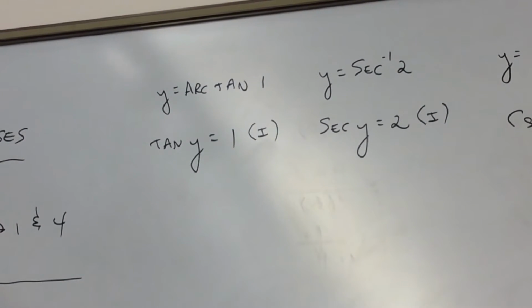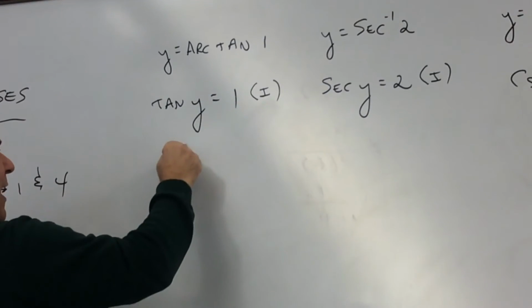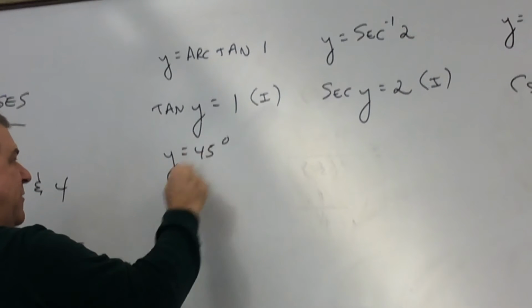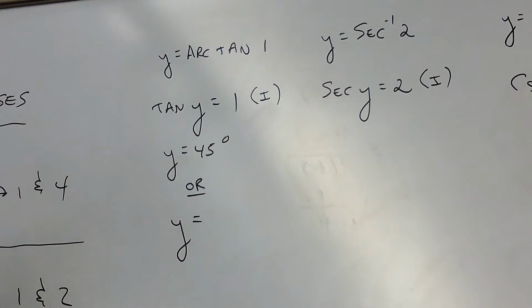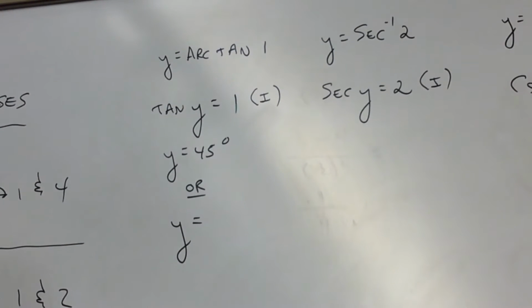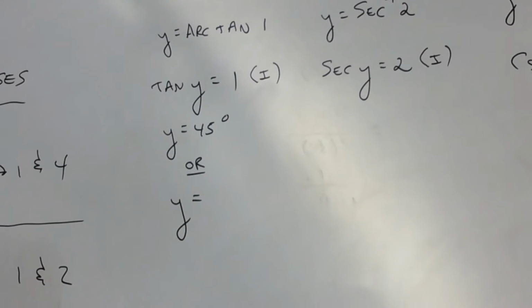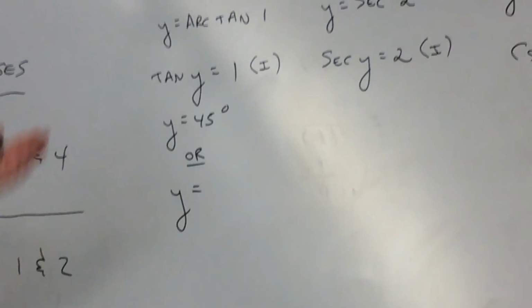Max? 45 degrees. So you would say y equals 45 degrees, or if the direction said radians, what would that be? Remember the homework you did? Some said degrees, some said radians. If it said put it in radians, what would the answer be? Got to know your angles. Quick. Pi over 4. This one.